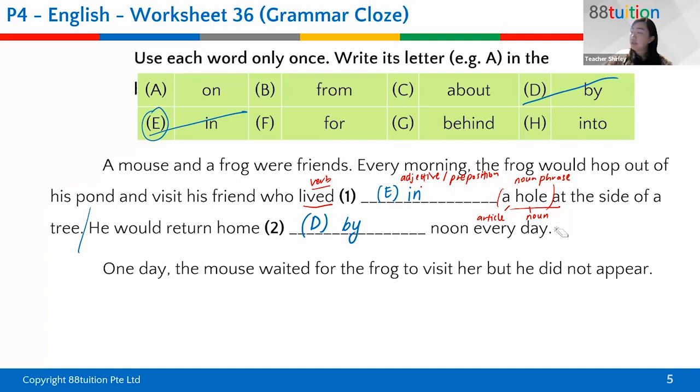Okay, next person after Phoenicia. Grace, okay. One day, the mouse waited for the frog to visit her, but he did not appear.